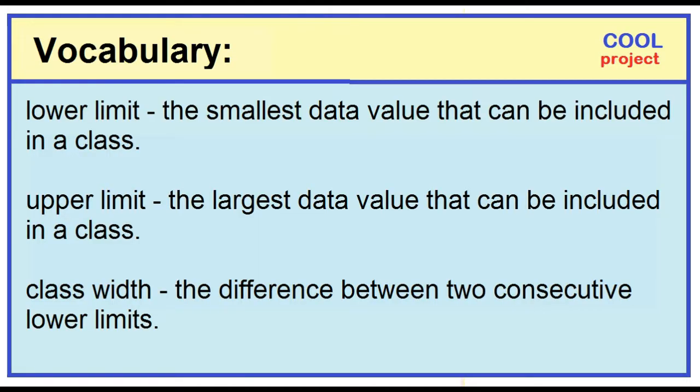Lower limit, the smallest data value that can be included in a class. Upper limit, the largest data value that can be included in a class. Class width, the difference between two consecutive lower limits.